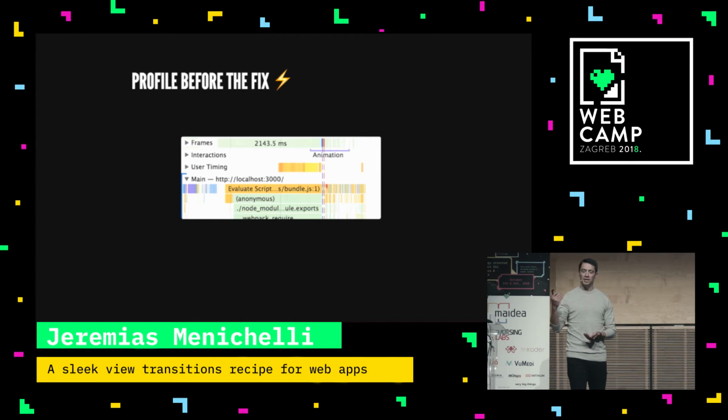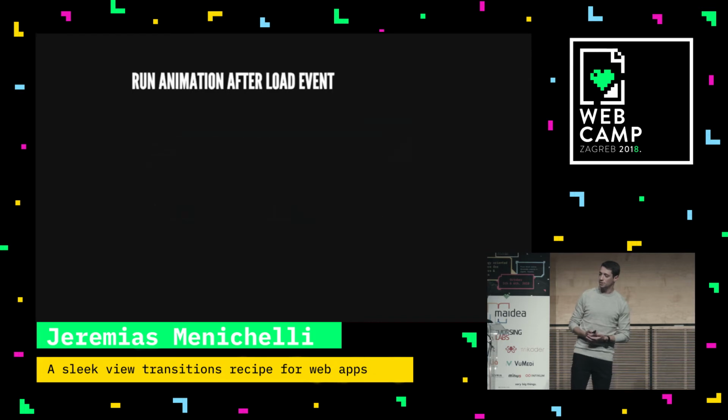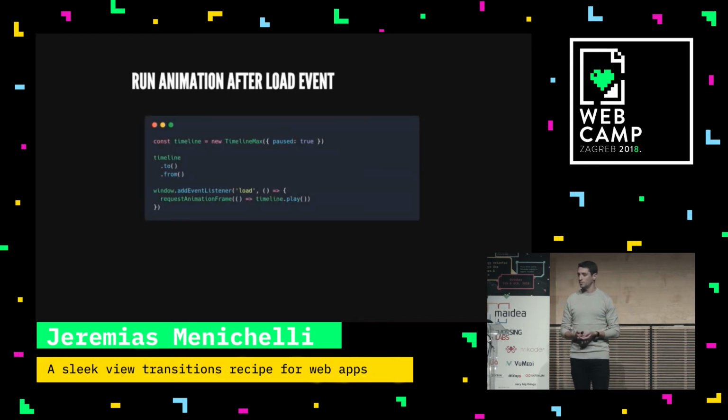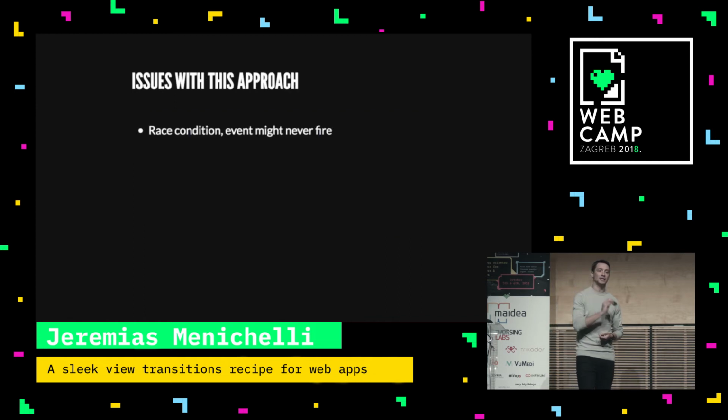So how do we move the animation of our timeline to after the load event? If you know how to add event listeners in browsers, that's pretty straightforward. We have our timeline, and we wrap our requestAnimationFrame timeline play in an addEventListener. And that's it. No, that's not it. It's really dangerous to do that. Why? Because if for some reason the load event fired before we declare the listener, then the animation is never going to run, and our content is going to be opacity 0, hidden, or unanimated.